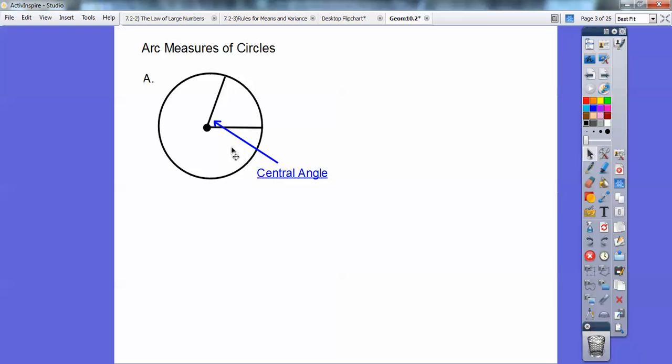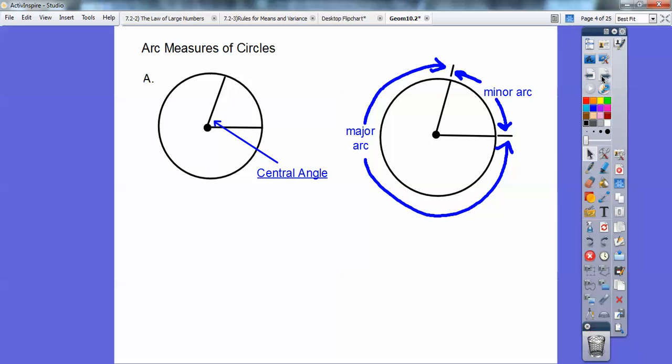Given this circle right here, if it comes out from the center of a circle, this is called the central angle. Given a central angle, this arc from this part of the circle is called a minor arc, and the other side of the circle is called a major arc.